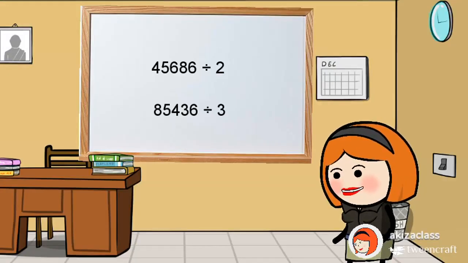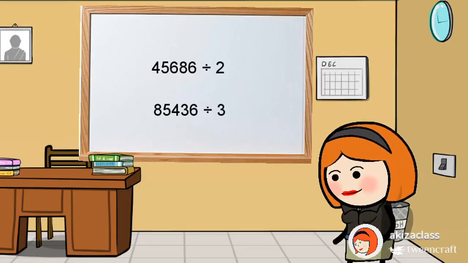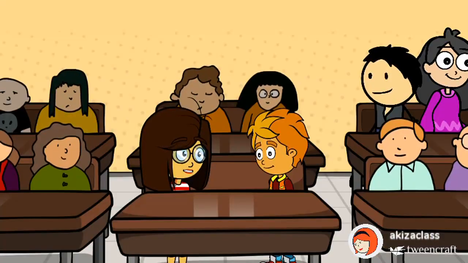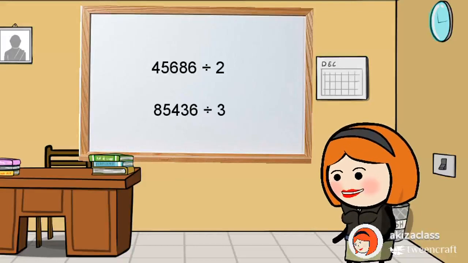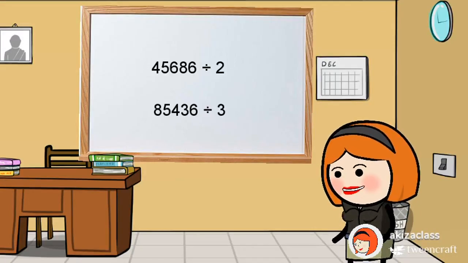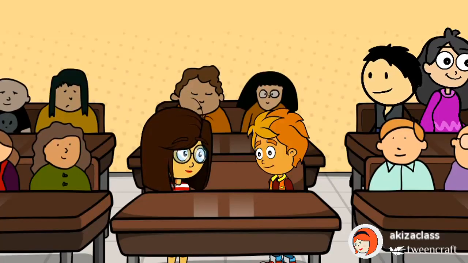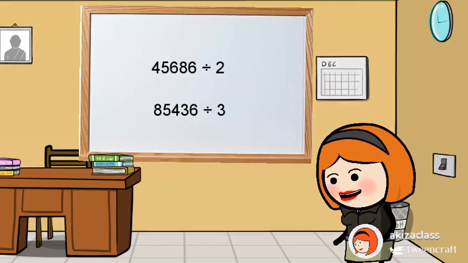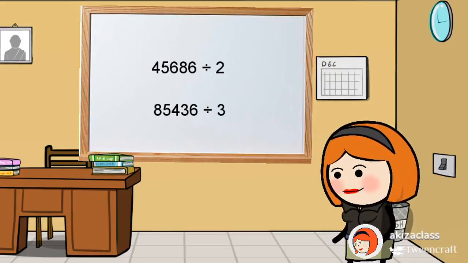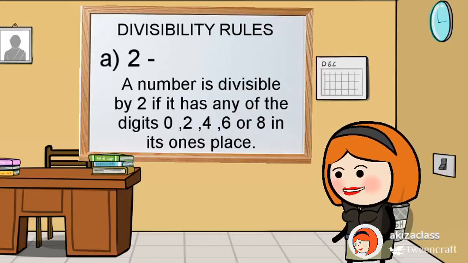Good. So let's start. Janvi, can you solve the following division sums written on the board? Yes, ma'am. I'll solve them in my notebook. Okay. But can you tell me whether 45,686 is divisible by 2 just by looking at it? How come, ma'am? Yes, you can, Janvi. And in today's class, we are going to learn about the divisibility rules of numbers 2 to 10. Okay, ma'am. Let's start.